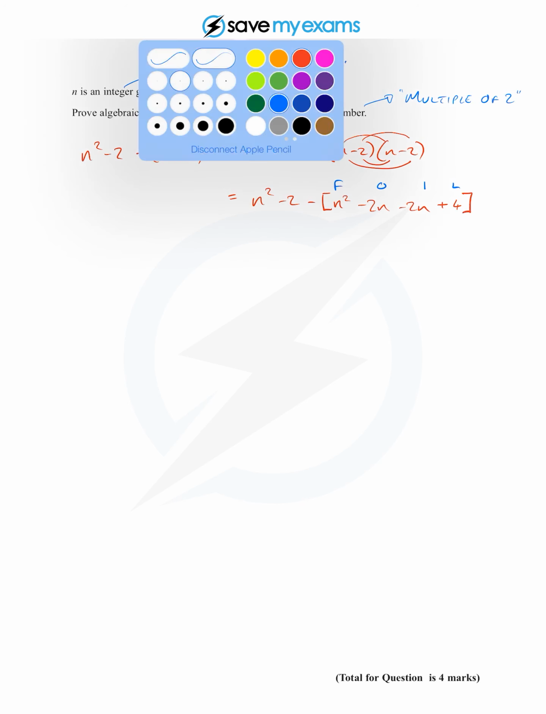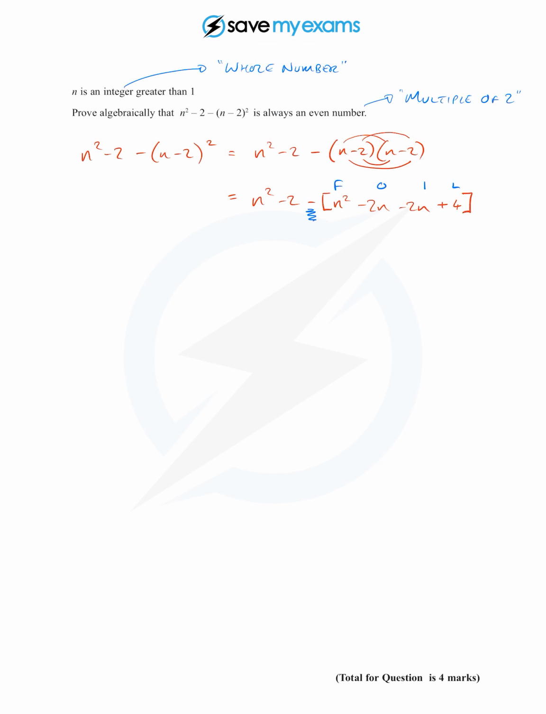And now I'm going to introduce the minus sign outside the bracket, and that's going to be applied to everything inside the bracket, which essentially just changes all the signs. So I get n squared minus 2 minus n squared, minus minus 2n is plus 2n, minus minus another 2n is another plus 2n, and then minus plus 4 is minus 4. And now let's tidy this up a bit. I could have done some tidying up inside the square bracket, but I didn't.